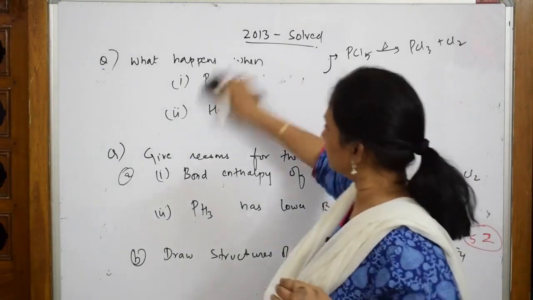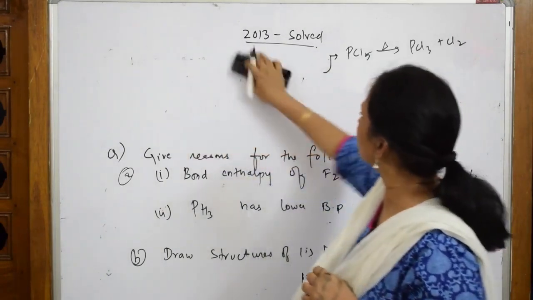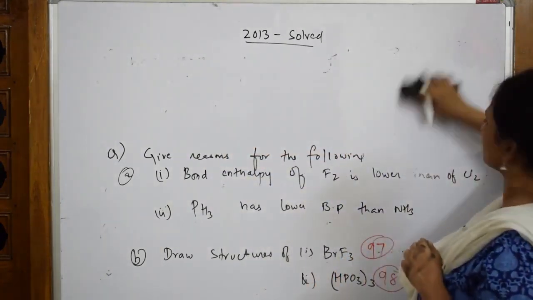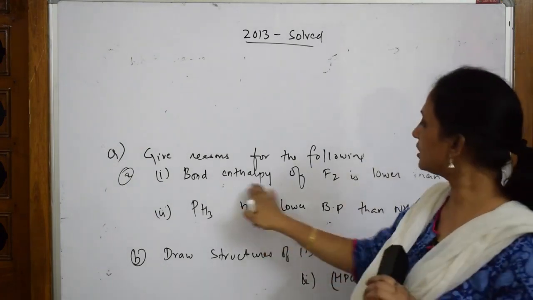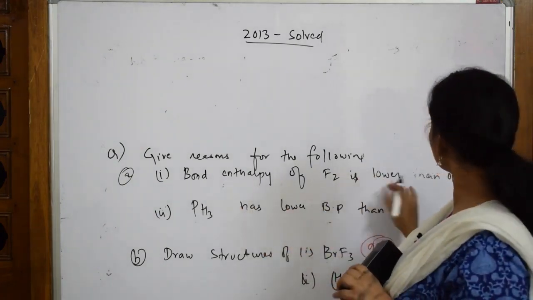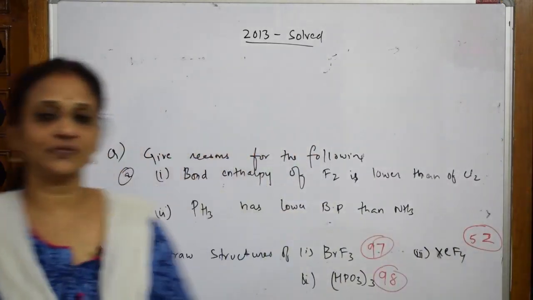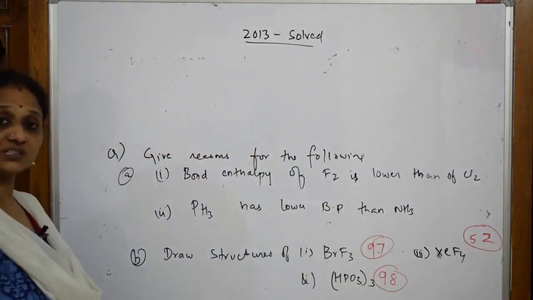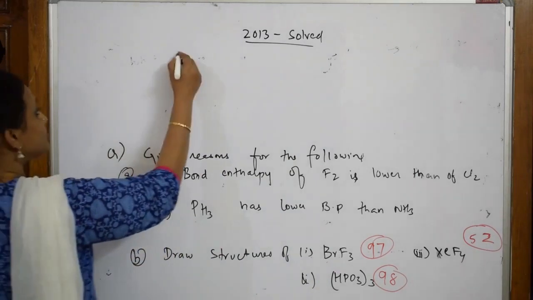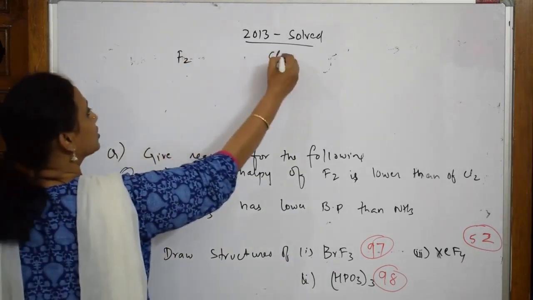What do they give us? Give reasons for the following. Every time there is a give-reasoning question, compulsory. What do they give me? Bond enthalpy of fluorine is lesser than Cl2. So the energy to break the bond is lower, it seems. Why is it lower? When I have to speak about fluorine and chlorine.